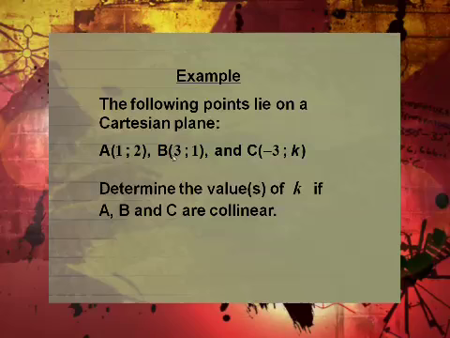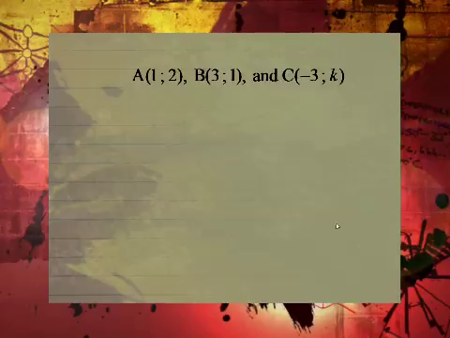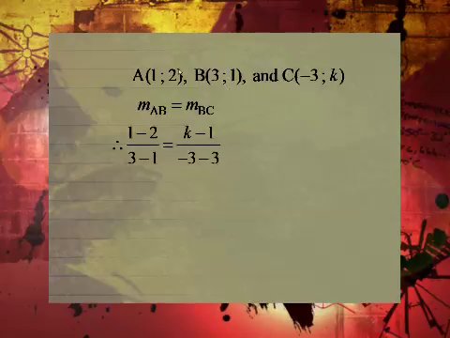Now, if we look at that, A is (1, 2), B is (3, 1), and C is that. Now, we take our 3 points, and we know that the gradient of AB is equal to the gradient of BC. How do we get the gradient of AB? Pretty straightforward. You can go in any order. We can say 2 minus 1 divided by 1 minus 3, or you could go 1 minus 2 over 3 minus 1. So you get the gradient of AB.